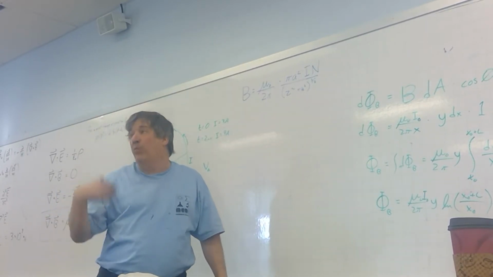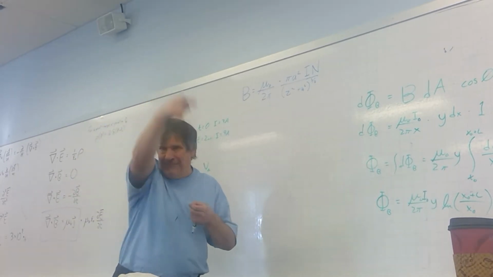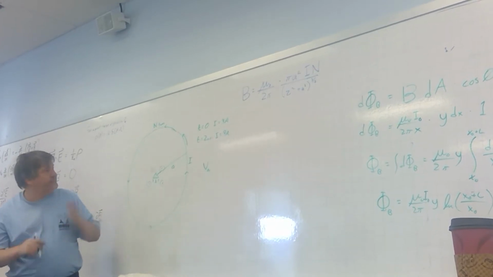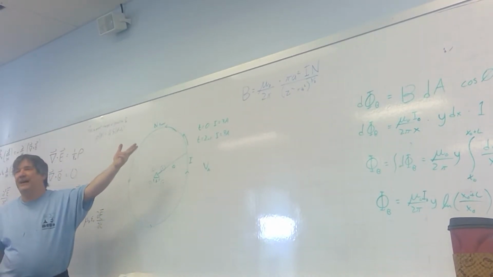Because I was just doing a loop of one turn. But you can say, if I've got 5 turns, I just get 5 times as much B field and so on. So from that, in this case, I can use that formula. How do I simplify it?